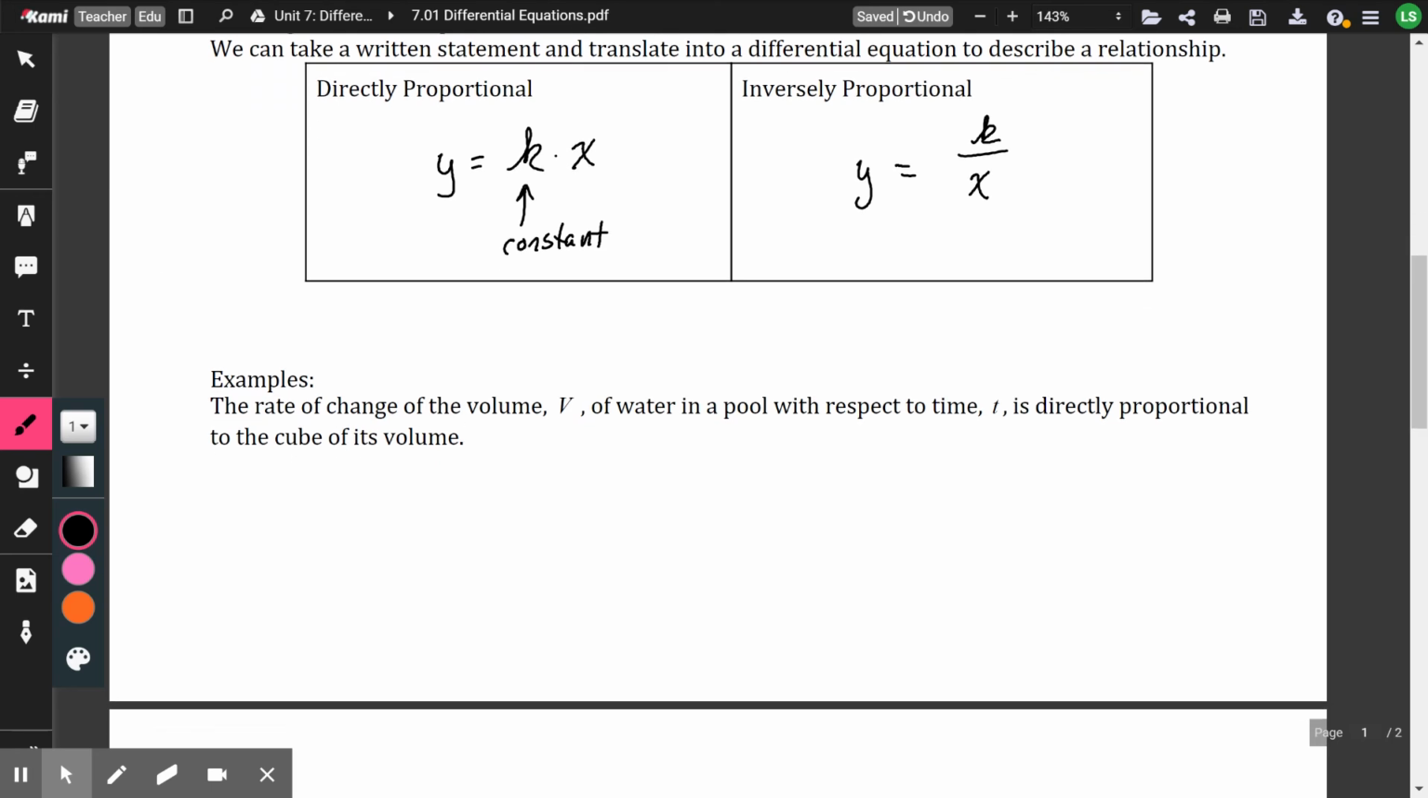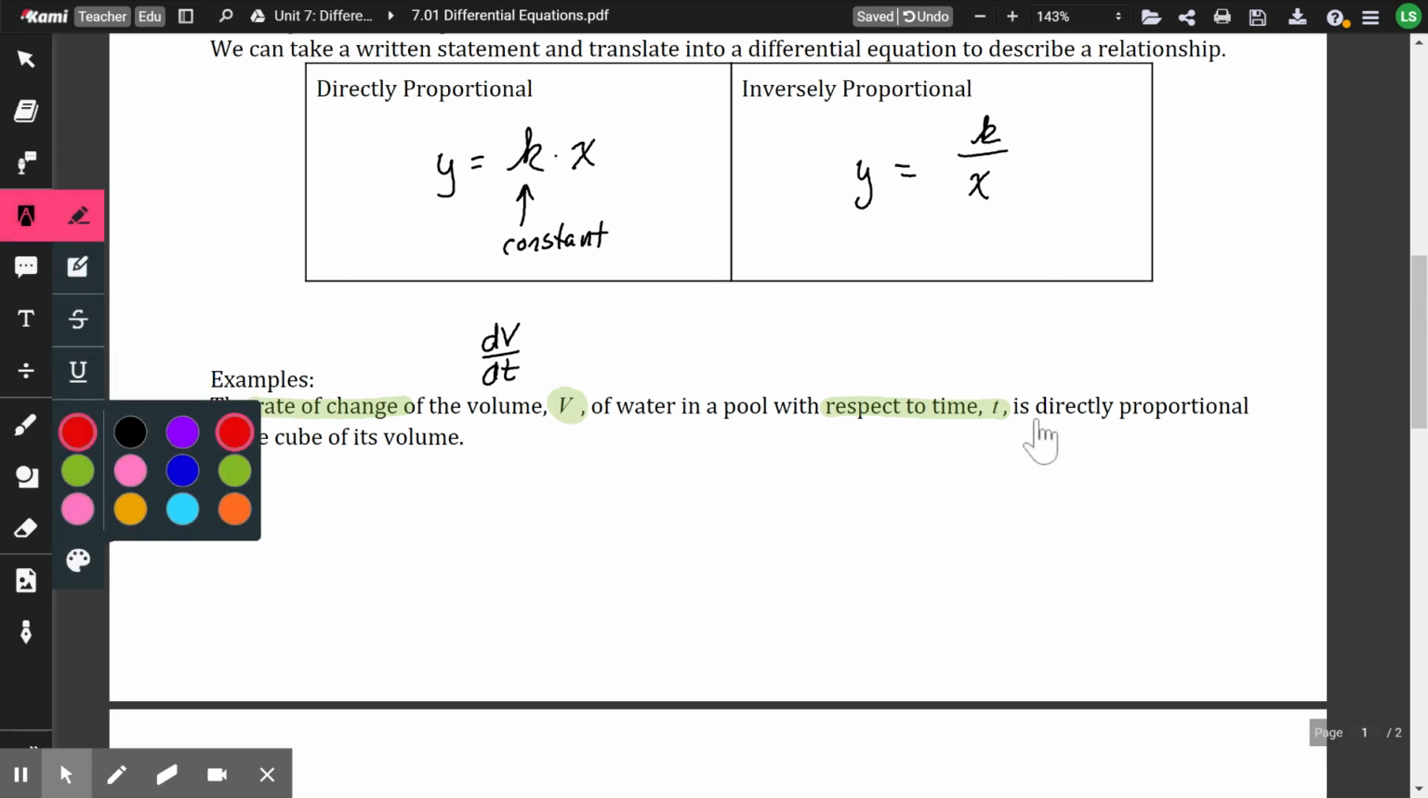So here's an example of a statement that we need to translate into a differential equation. We're just going to start by reading this off. The rate of change of the volume of water in a pool with respect to time is directly proportional to the cube of its volume. So we're going to start off with a rate of change, and it's of the volume with respect to time. So it is a derivative that they're starting off with here, and we're going to call that dV over dt because it is the change of volume with respect to time.